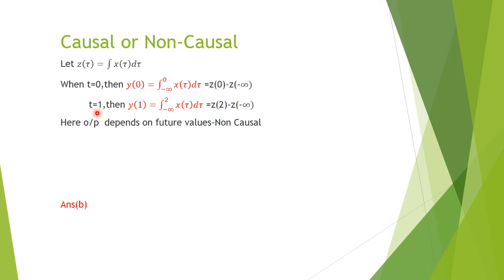Similarly, t is equal to 1, y of 1 is equal to integral minus infinity to 2 of x of tau d tau. So that is equal to z of 2 minus z of minus infinity. That is upper limit minus lower limit. So here the output depends on the future values. So it is called non-causal. This is the present value. Here 2 is the future value. So it is non-causal. So option B is the right answer.